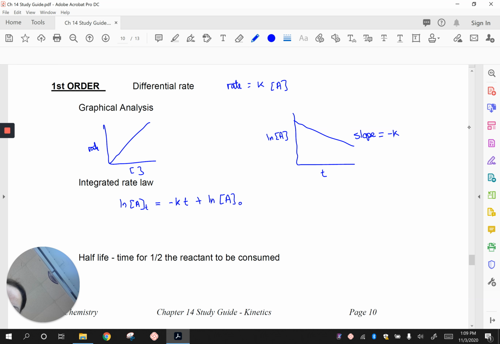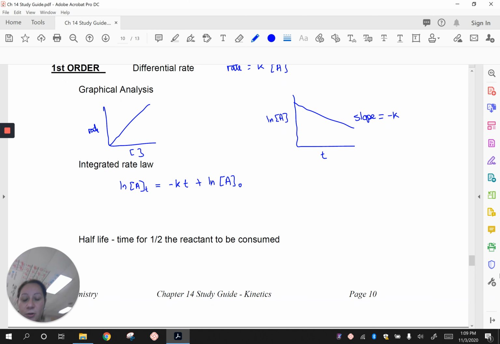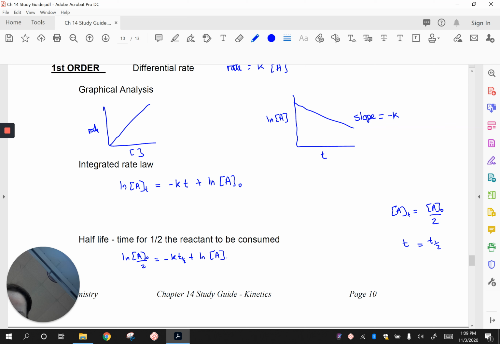And that's my integrated rate law. For the half-life, this is first order, that's the one that you need to know. Remember we said that at the half-life, this is half of what it was initially, and we're going to call T1 half. So we're going to plug these into my equation here. So we're going to say natural log of A naught over 2 is equal to negative kT 1 half plus natural log of A naught.